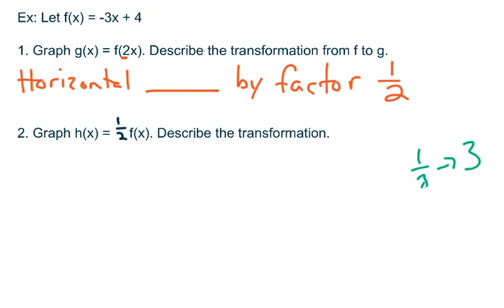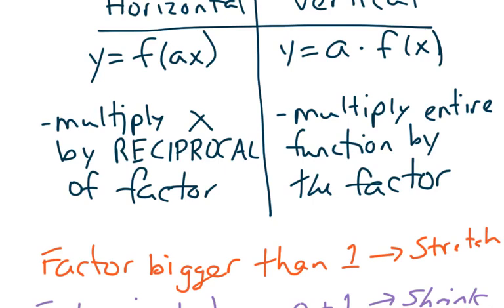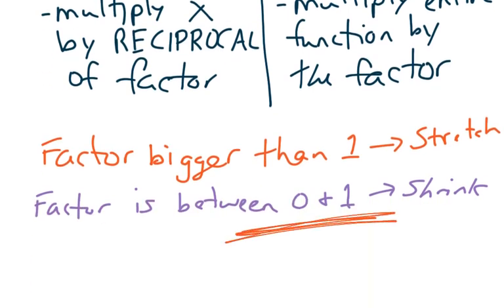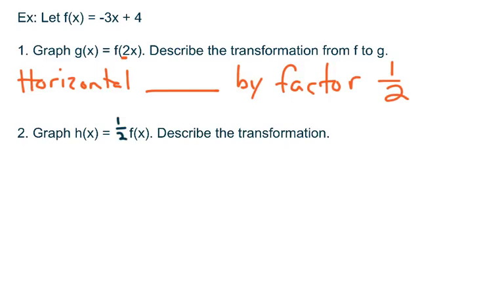So our factor here for number 1 is 1/2. If the factor is between 0 and 1, like this one right here, that means it is a horizontal shrink by a factor of 1/2. And I'll show you what the graph looks like here in just one second.